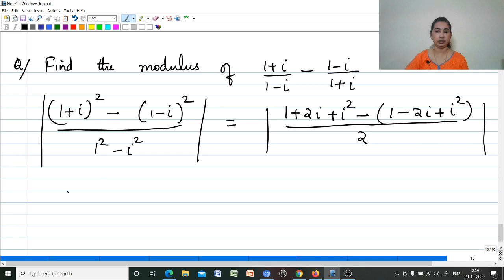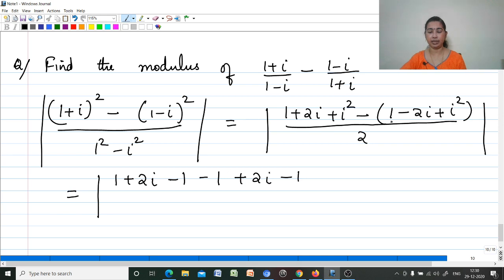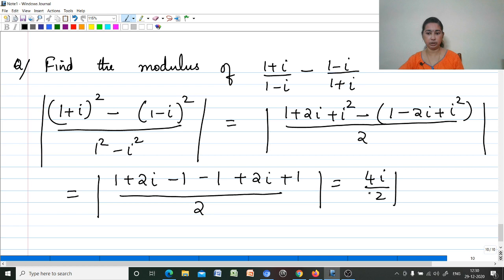That is equal to 1 plus 2i minus 1, then minus 1 plus 2i minus 1, minus times minus gives plus, whole divided by 2. The 1 and minus 1 get cancelled, so remaining 4i divided by 2, which is equal to modulus of 2i. Modulus of 2i is root of 2 square, and that is 2.